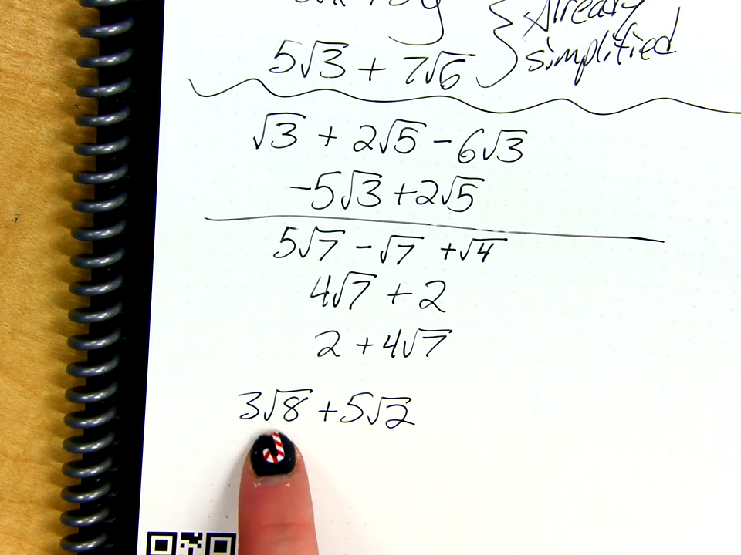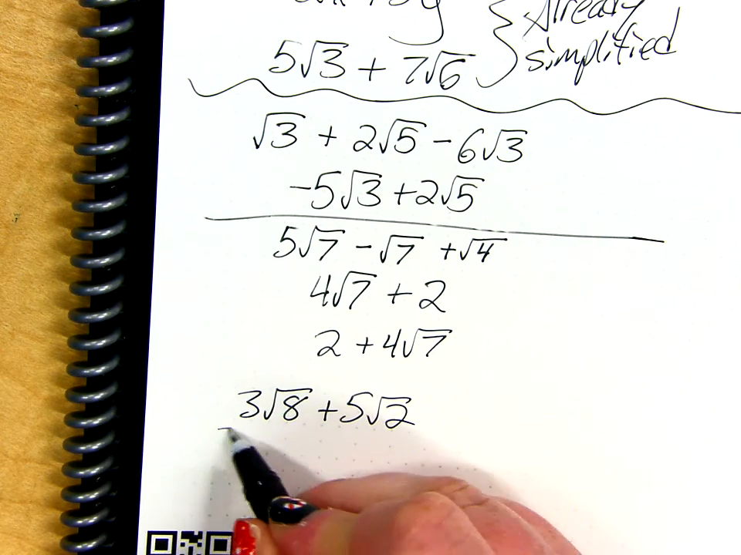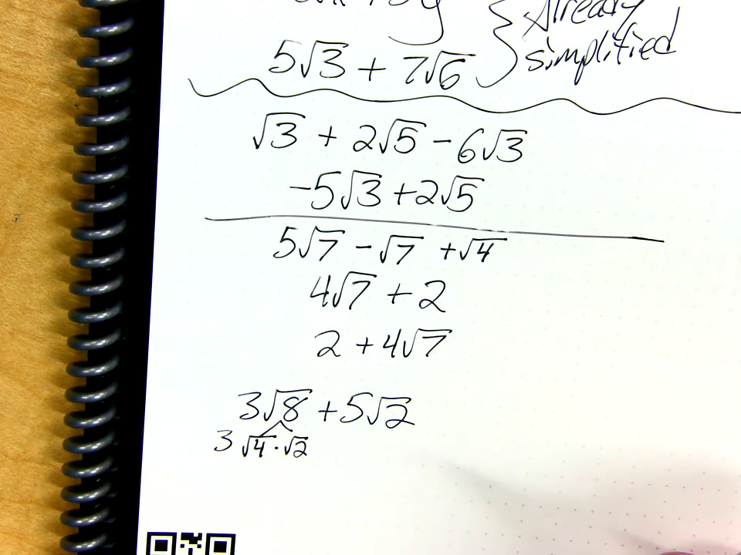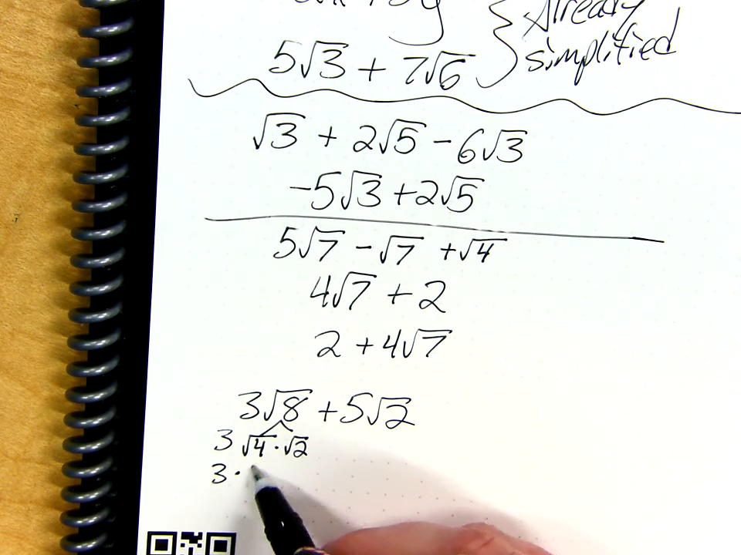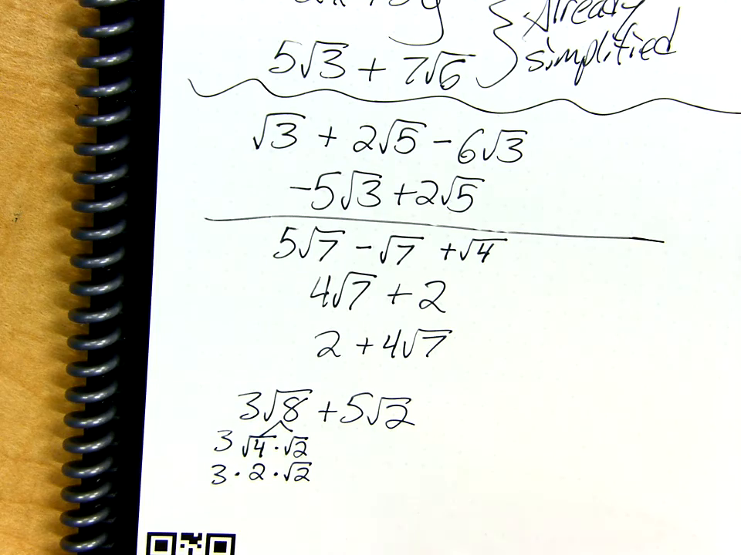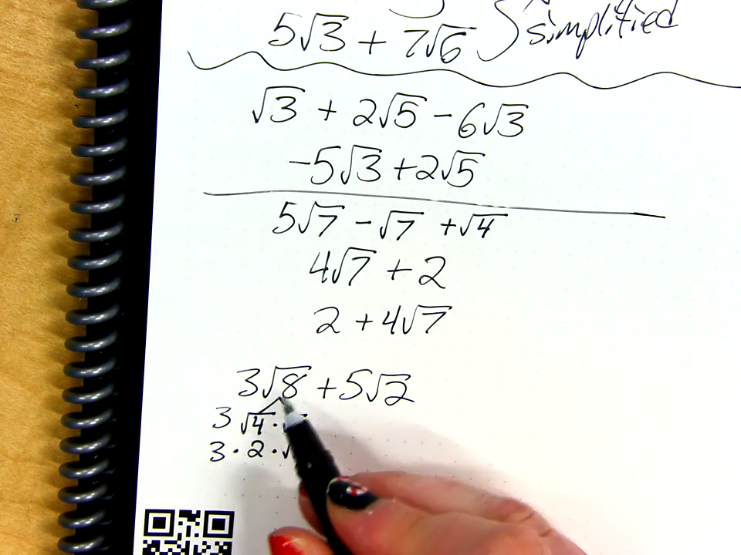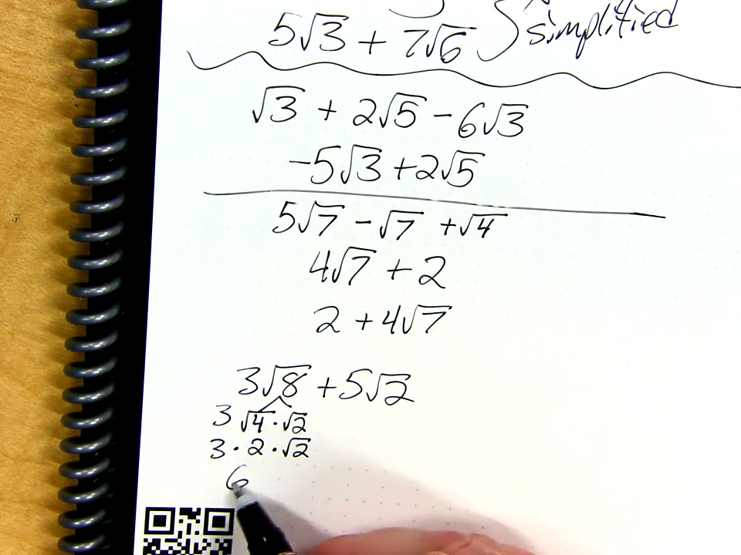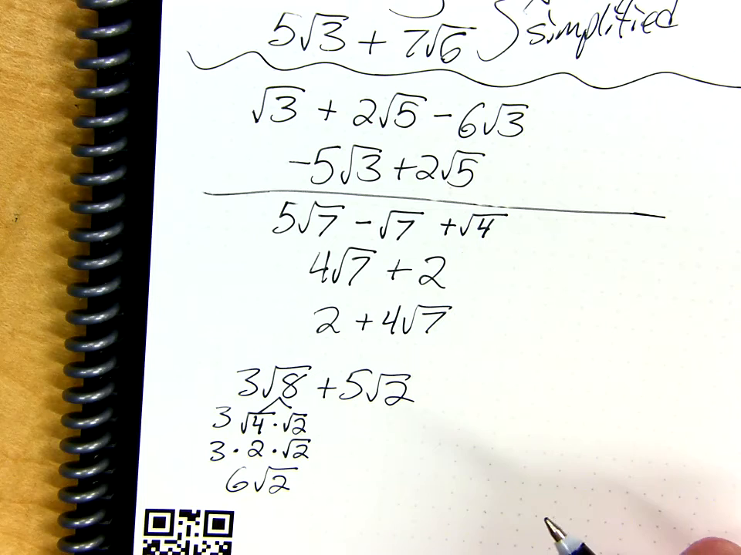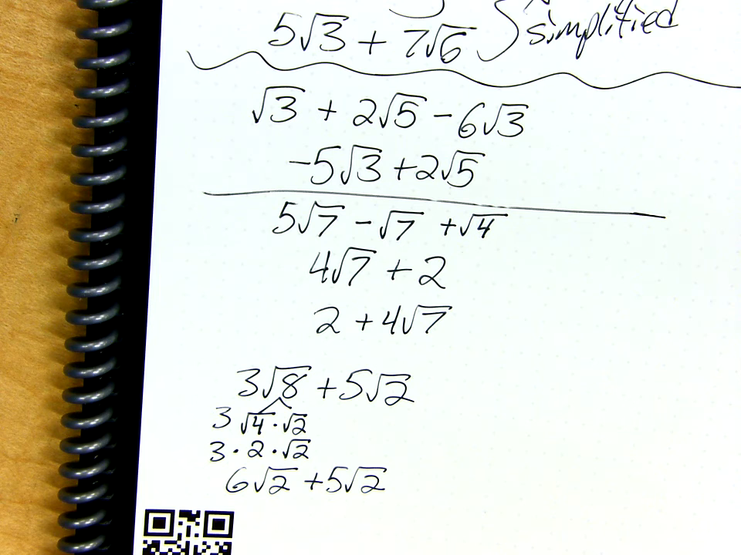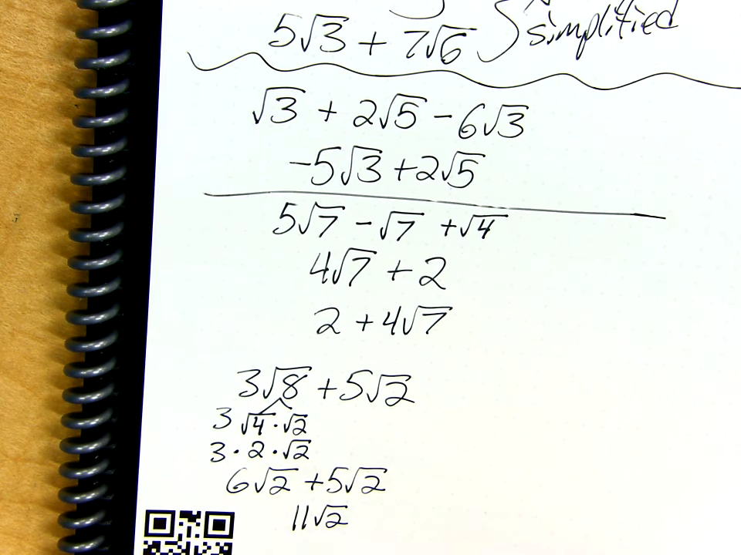So that term has to get simplified first. I'm just going to bring down that 3. 8 splits into the square root of 4 times the square root of 2. So isn't that really 3 times 2 times the square root of 2? Because the square root of 4 is just 2. So 3 root 8 is the same thing as 6 root 2. And now you can see I can add 6 root 2 and 5 root 2. That would get me the 11 root 2. That's where that comes from.